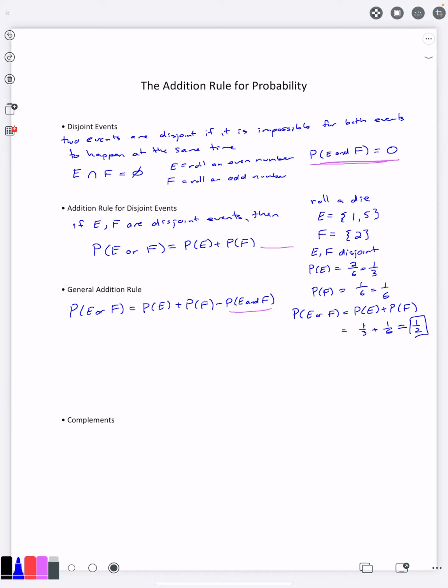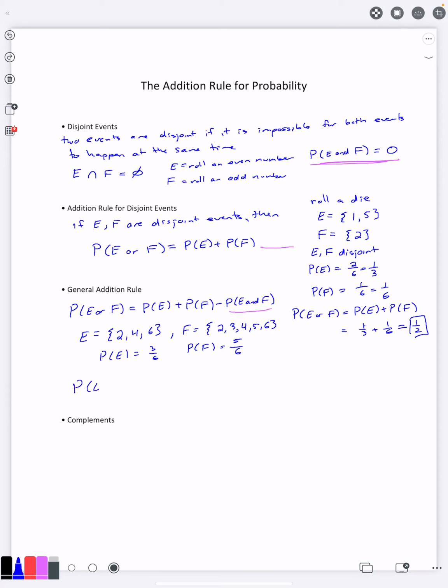But this formula here will always work no matter what events we have. So let's go to E being getting an even number and F being getting a number that is bigger than 1. Sorry, we get anything bigger than 1. So 2, 3, 4, 5, and 6. We know the probability of E, there are 3 things out of 6. Probability of F, there are 5 things out of 6.